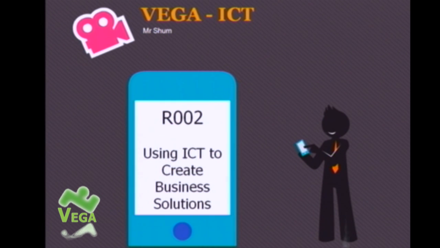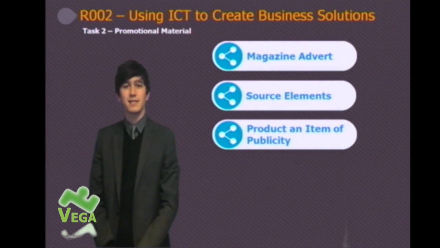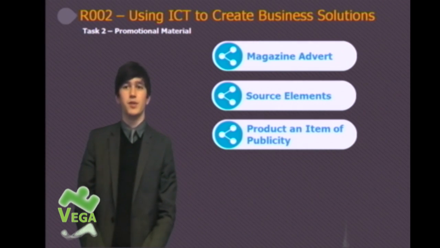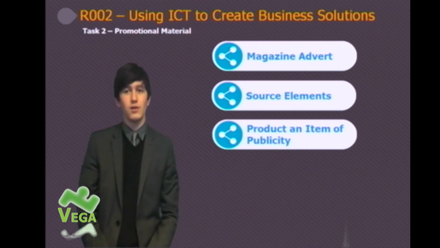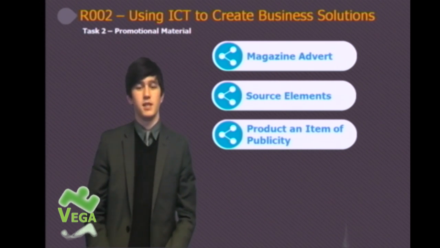Okay, this is R002, using ICT to create business solutions. Okay, so task 2, creating promotional material. You need to create a magazine advert, source some elements, and also produce an item of publicity.